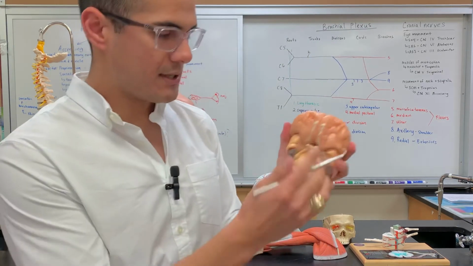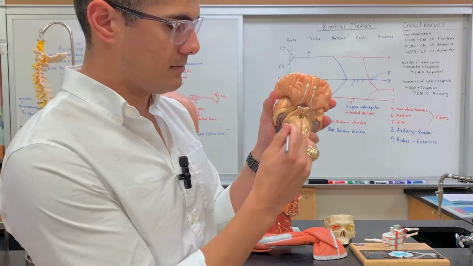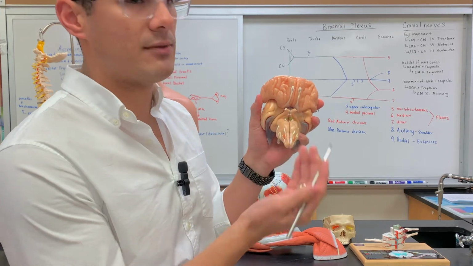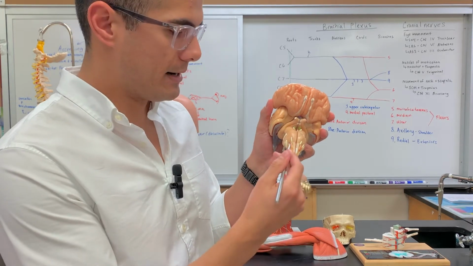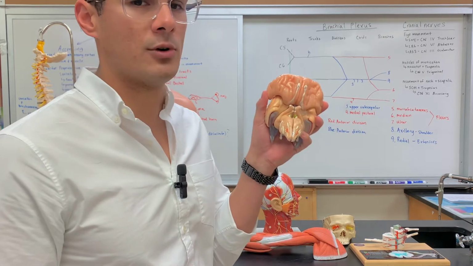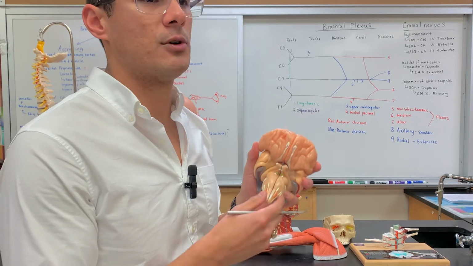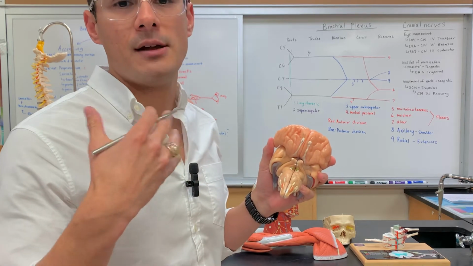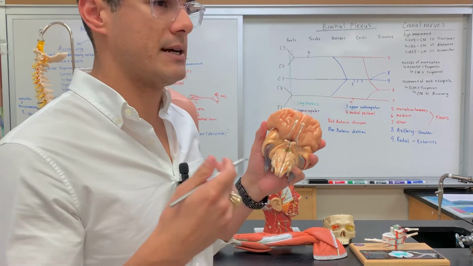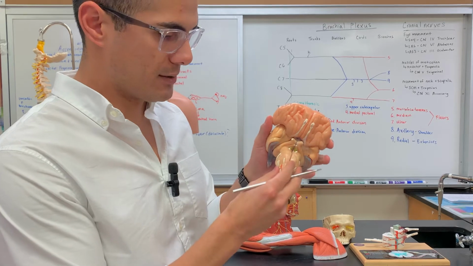So we'll continue to work our way down. This is 5. Then 6, we've already identified that one. That was for the eye. And then 7 is for facial. It functions for the facial expressions, so it has a motor component to it.